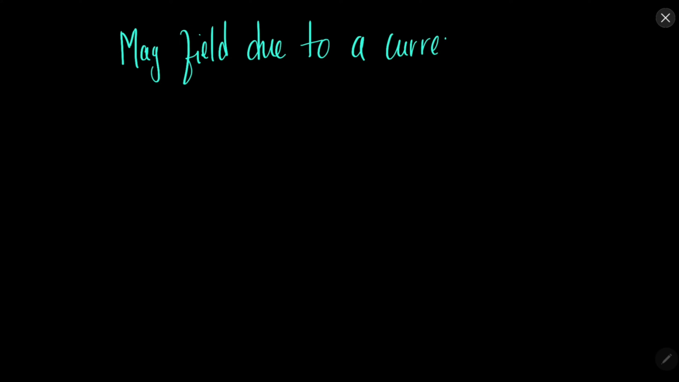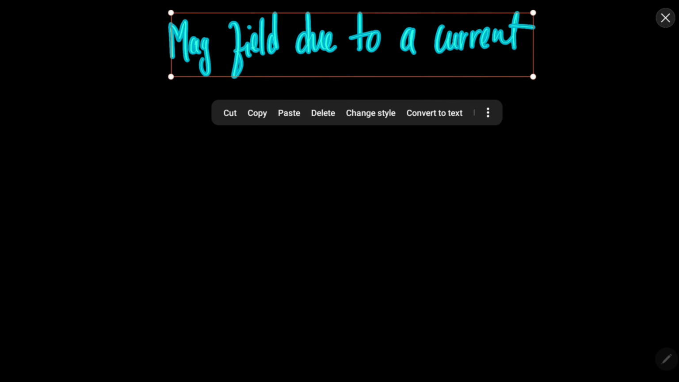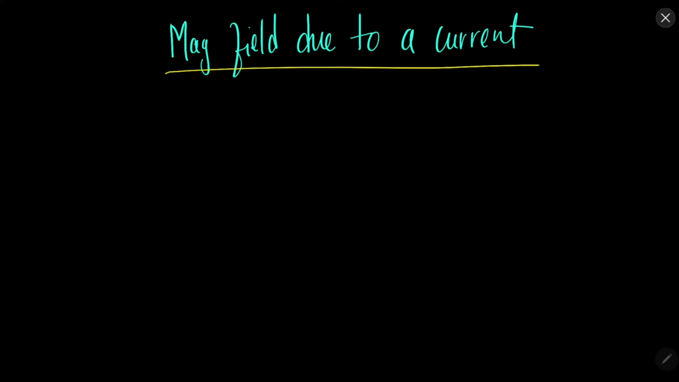As discussed earlier, magnetic field is produced due to current. So in this chapter we will discuss that topic in more detail. We will be discussing magnetic field due to a current in any conductor. That we will be discussing in this particular chapter in detail.